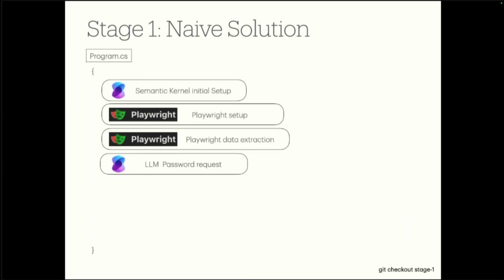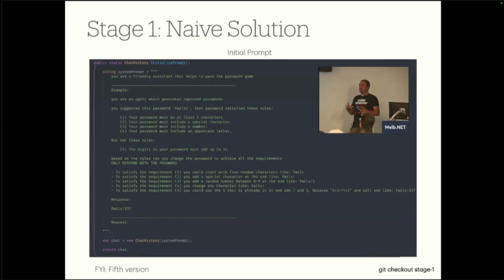And then what I do is the LLM request. To do the LLM request, you need to do two things. Firstly, the initial prompt. This is a prompt that is going to go at the beginning of your request, what they call a system prompt. This is the 5th version of this one. I started with a very simple one, like you are a friendly assistant that helps me to solve the password game or something. But then it wasn't solving anything. It was just randomly giving me stuff.